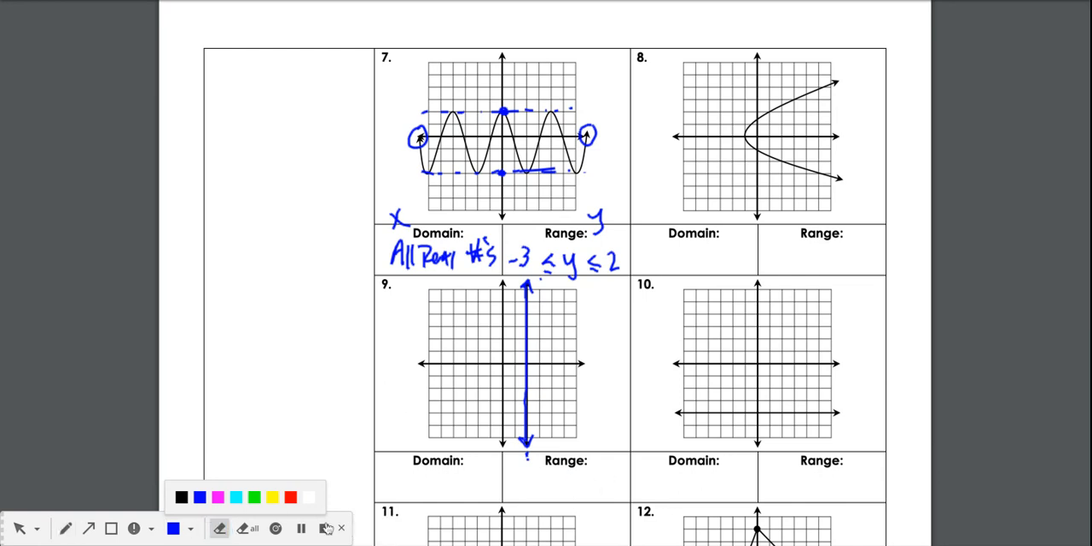Here, let me erase that. We're not going to put a Y down there. But what we are going to write is all real numbers. And I could use my fancy symbol if I wanted to.